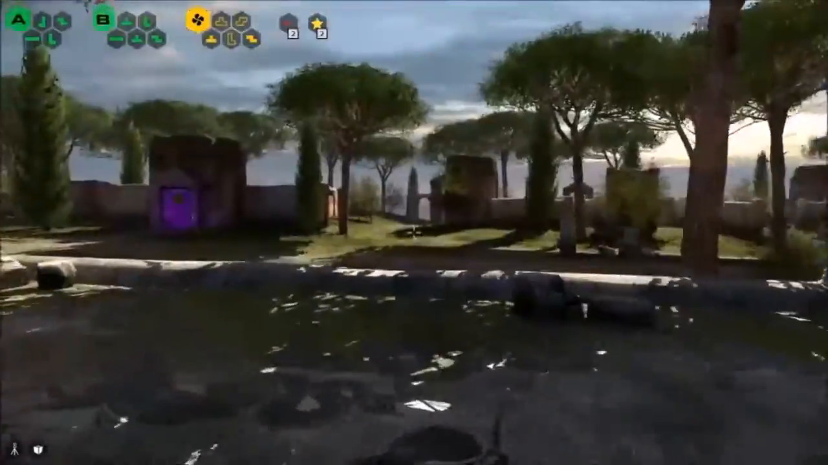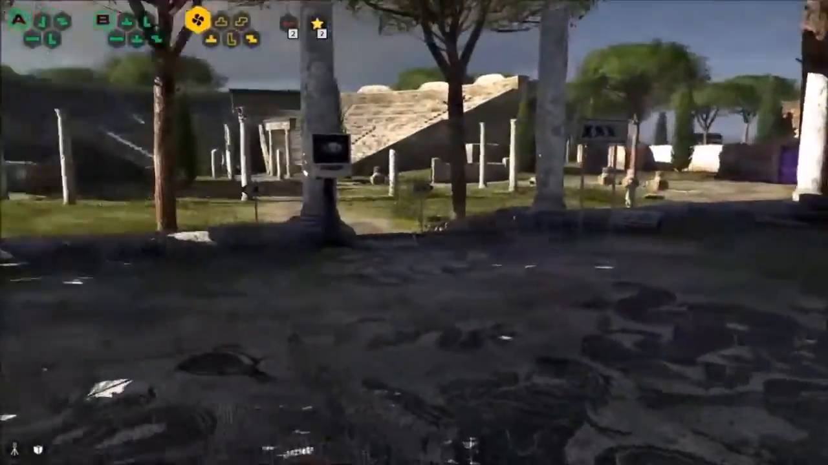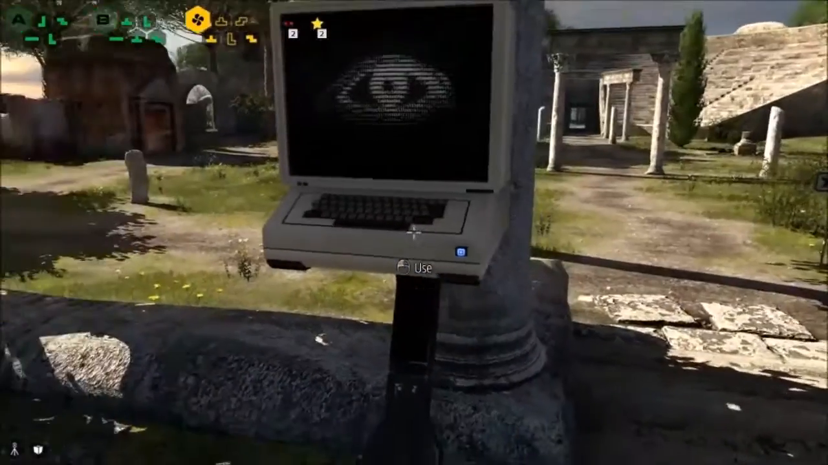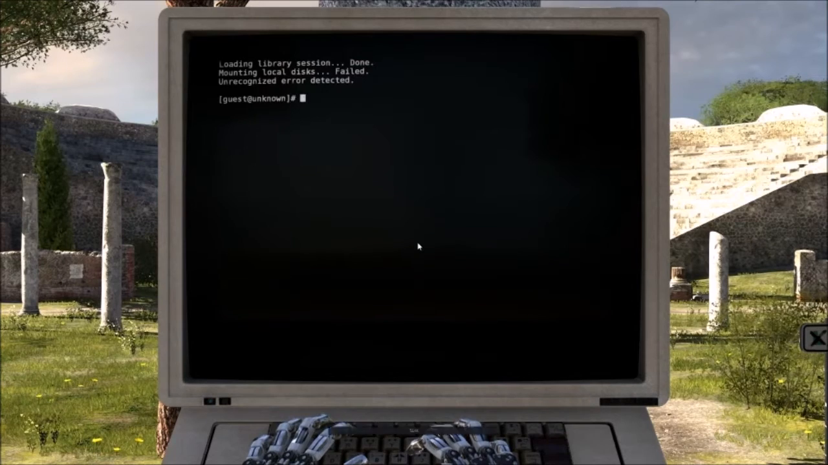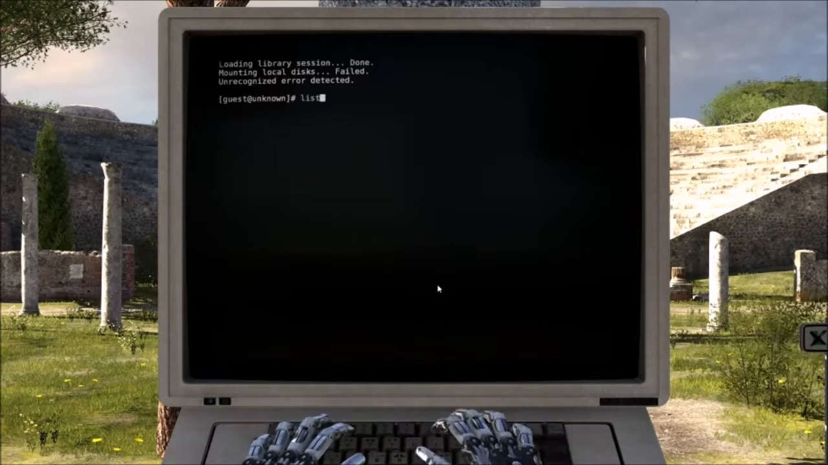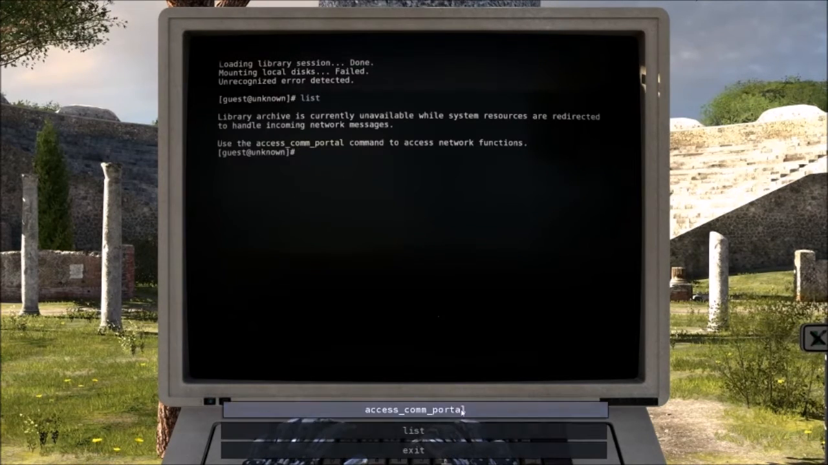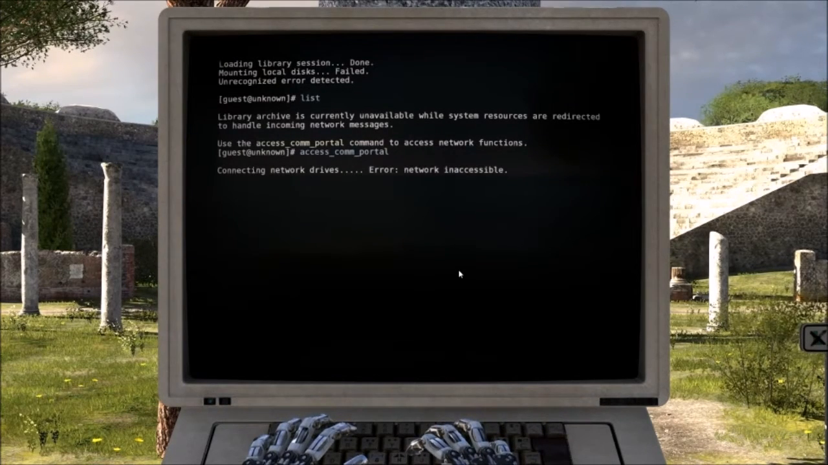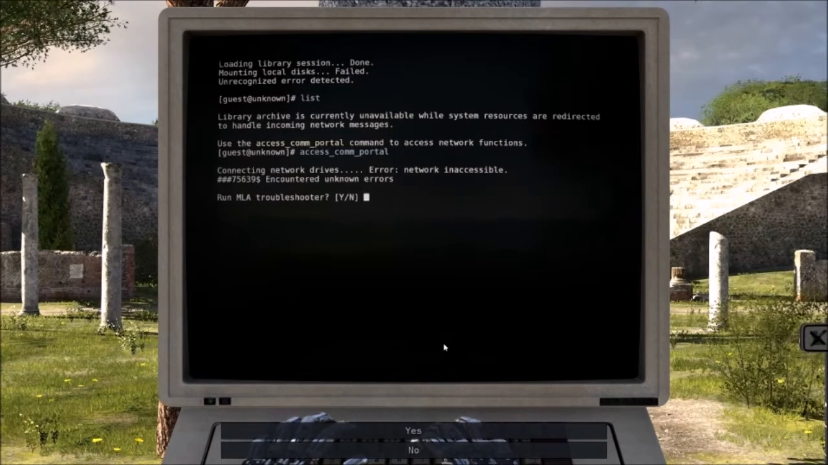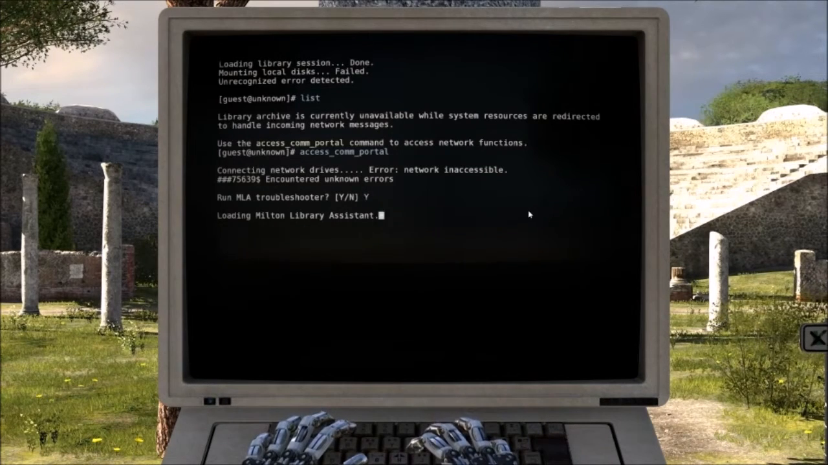Alright, here we are in Area 2. There are 2 terminals here. First one's right here. So, let's see what we have here. List. Access COM portal. Okay. Yeah, run the troubleshooter.